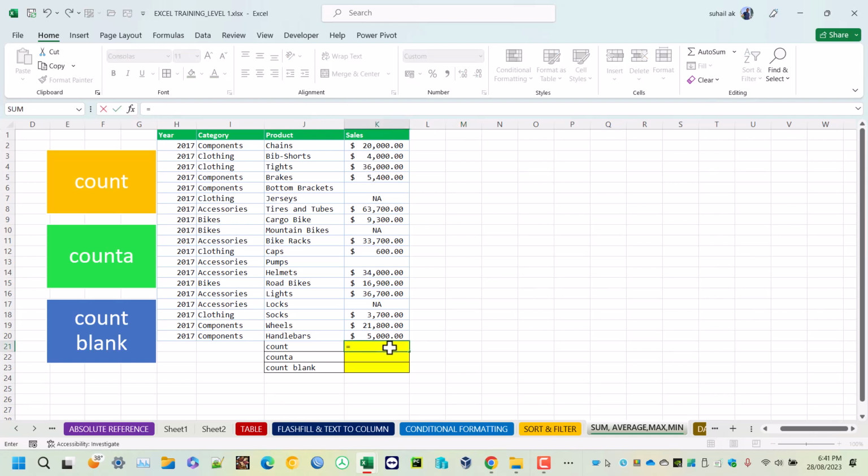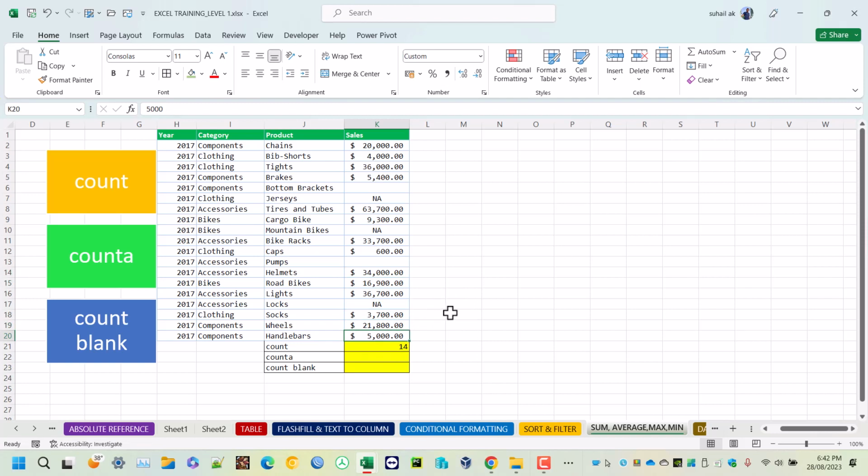Equal to COUNT, select the range and close the bracket, and here it is showing the currency. Let me change the format. Okay, 14 cells have numbers in them. That's correct. 1, 2, 3, 4, 5, 6, 7, 8, 9, 10, 11, 12, 13, 14. So 14 cells have numbers in them.